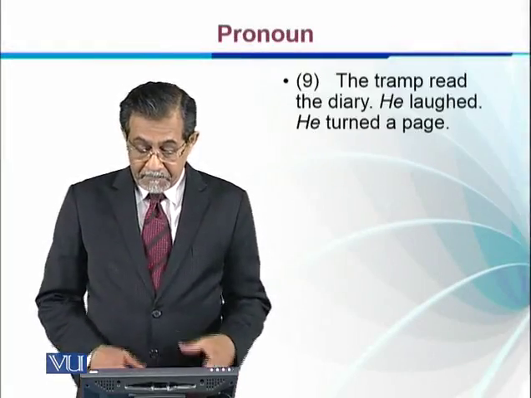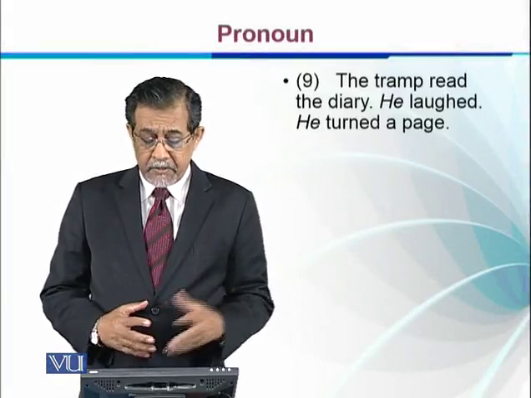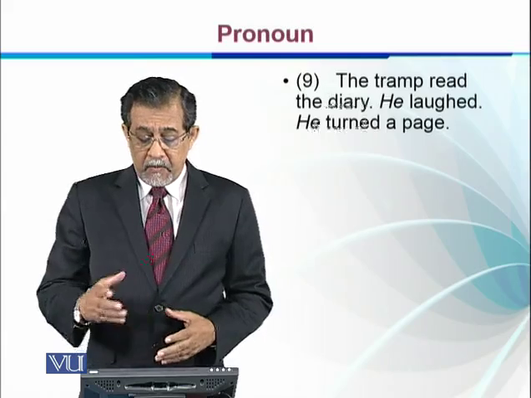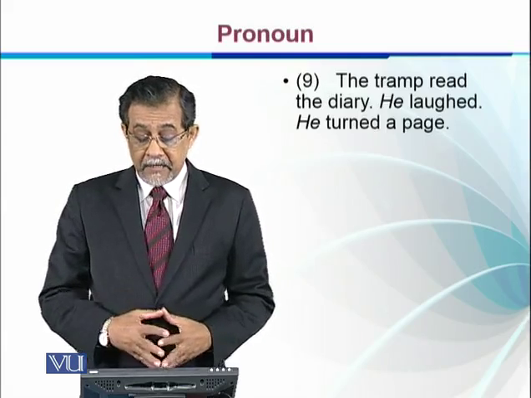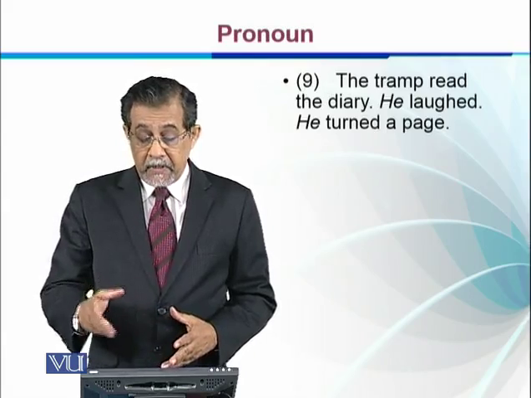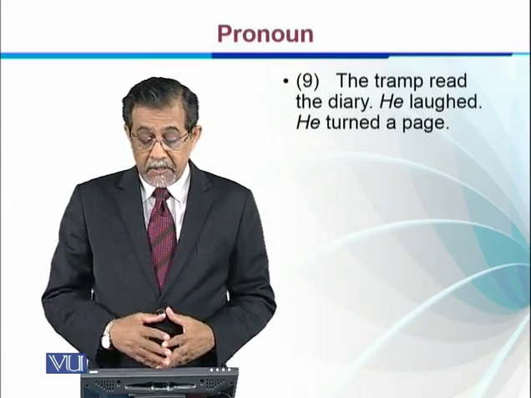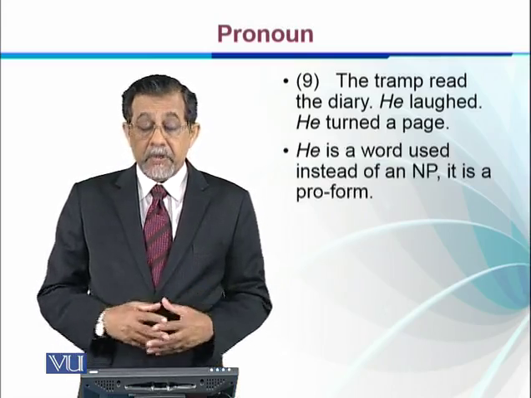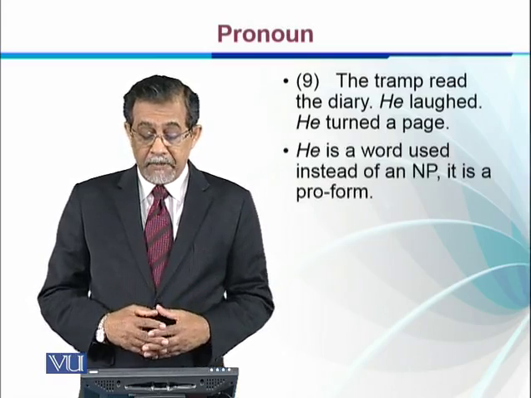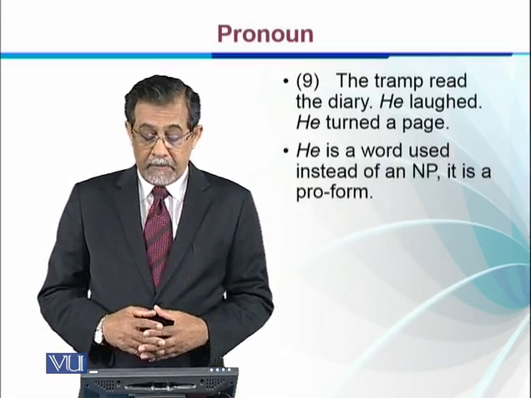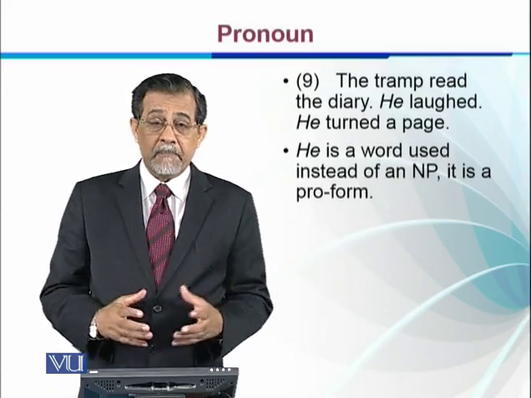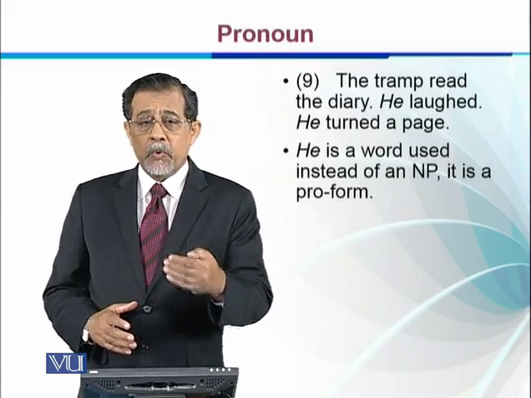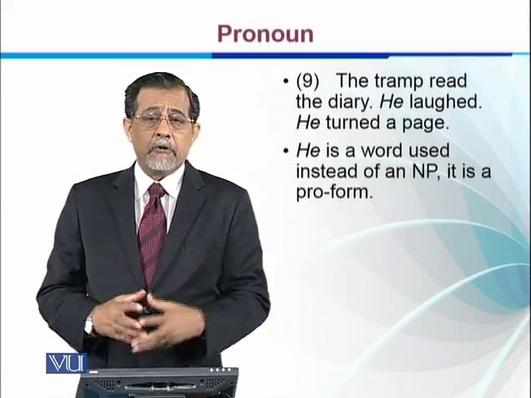Pronoun. If we look at the sentence, "The tramp read the diary, he laughed, he turned a page," we can easily understand that the italicized word "he" in "he laughed" and "he turned a page" is replaced with "the tramp." So, "he" is a word used instead of a noun phrase. It is called a form. We generally call them pronouns. Pronouns are used in place of a noun. They replace the whole noun phrase, not a part of it.